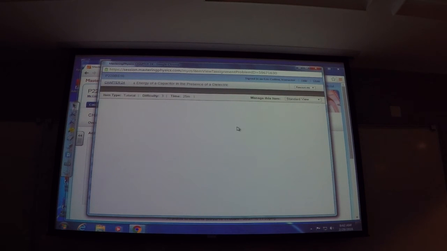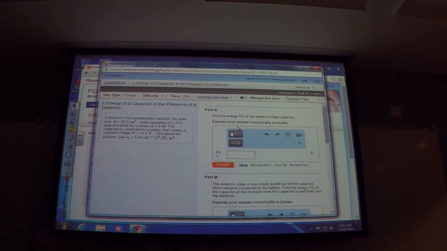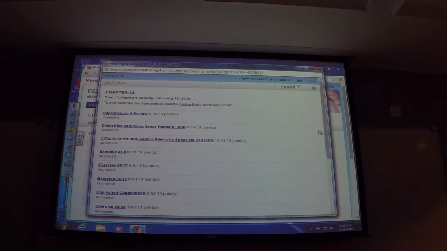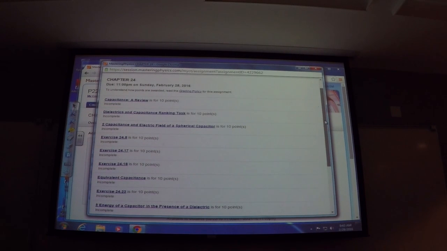Can you do the energy of the capacitor? Energy of a capacitor in the presence of a dielectric, that one? Yeah, I think that's the one I had chosen. I don't remember. All right, here we go. A dielectric. Oh, no, not this one. This one was this, because you did this one. Okay, let's do it. Which one did you do? I think it was 11, but I don't know. Number 55? Yeah.